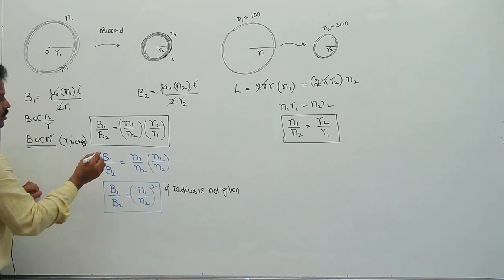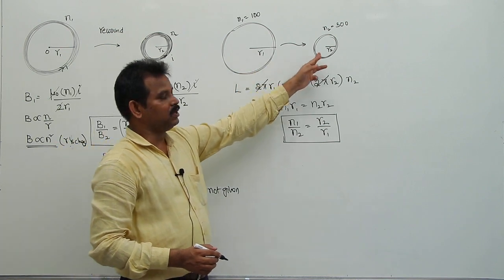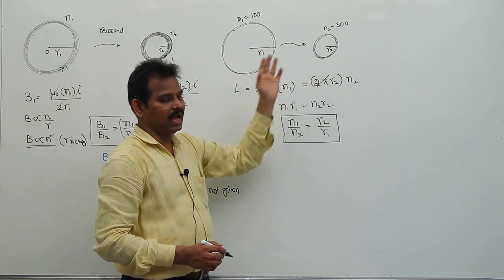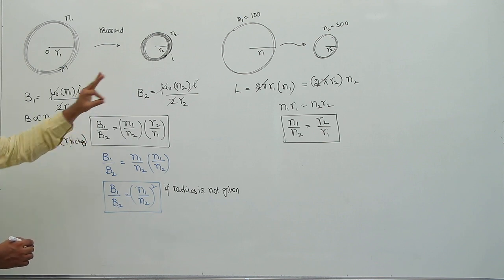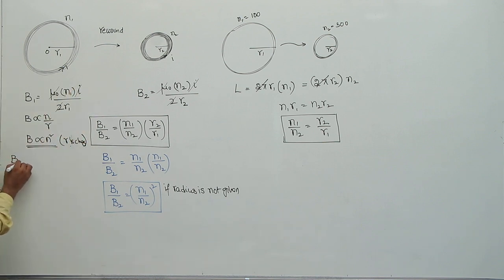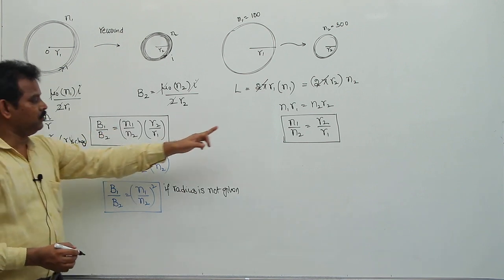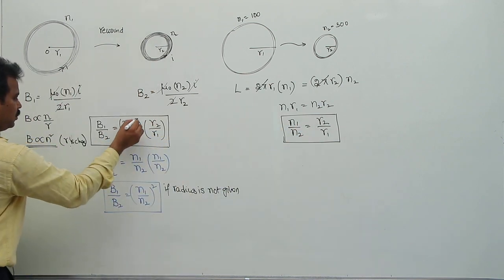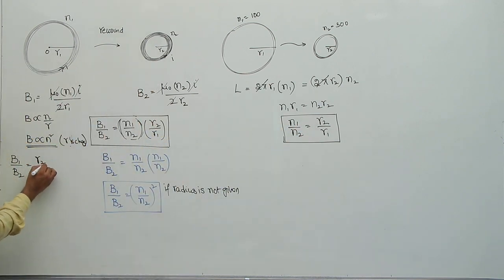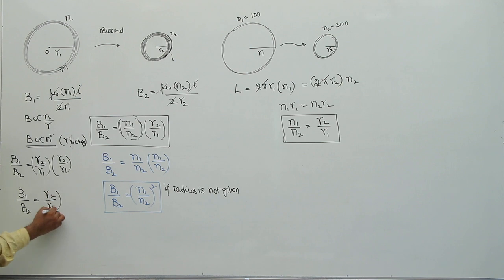Now, similarly, if in a problem the radius is doubled or tripled or halved, then what is the ratio between B1 and B2? Then this expression will become B1 by B2 is equal to, in place of N1 by N2 you can write R2 by R1, and the second term is also R2 by R1. So B1 by B2 is equal to R2 by R1 whole square. So this is the relation between B1, B2 and the radii.